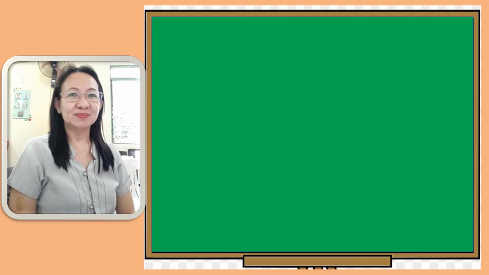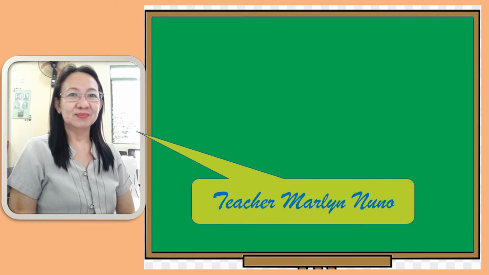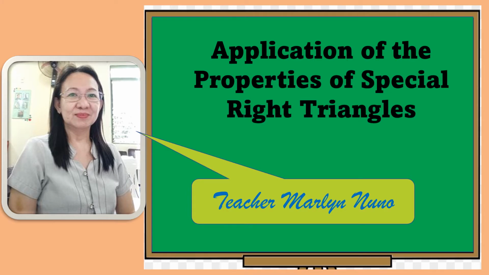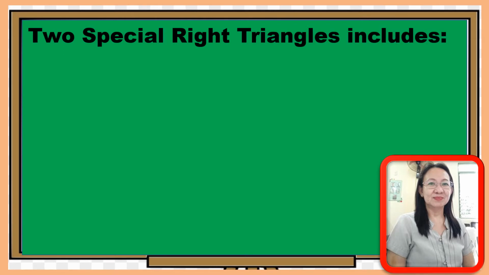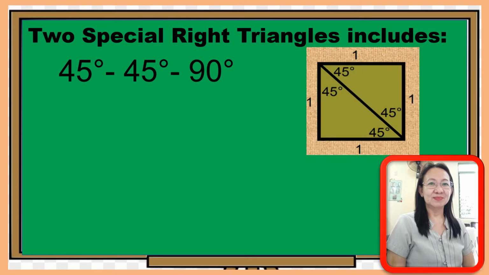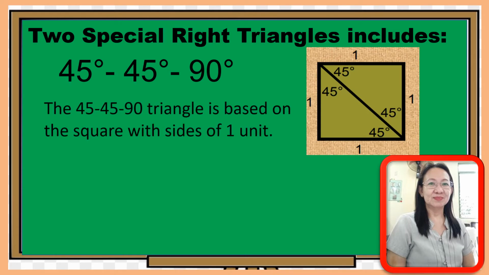It's me again, your teacher, Marlene Nuno, and I'm going to discuss the application of the properties of special right triangles. Let us start. So let us have the two special right triangles, which includes the first one, the 45, 45, 90 degree triangle. So we have here our illustration.